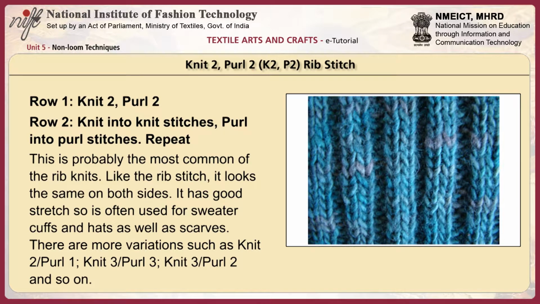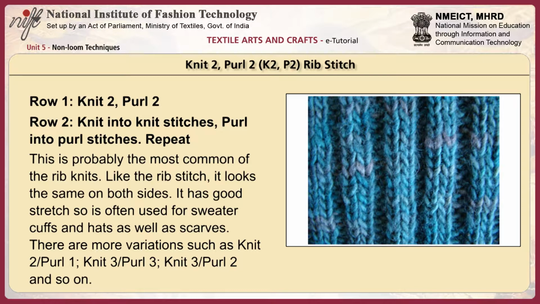Row 1. Knit 2, purl 2. Row 2. Knit into knit stitches, purl into purl stitches. Repeat. This is probably the most common of the rib knits. Like the rib stitch above, it looks the same on both sides. It has good stretch, so is often used for sweater cuffs and hats as well as scarves.